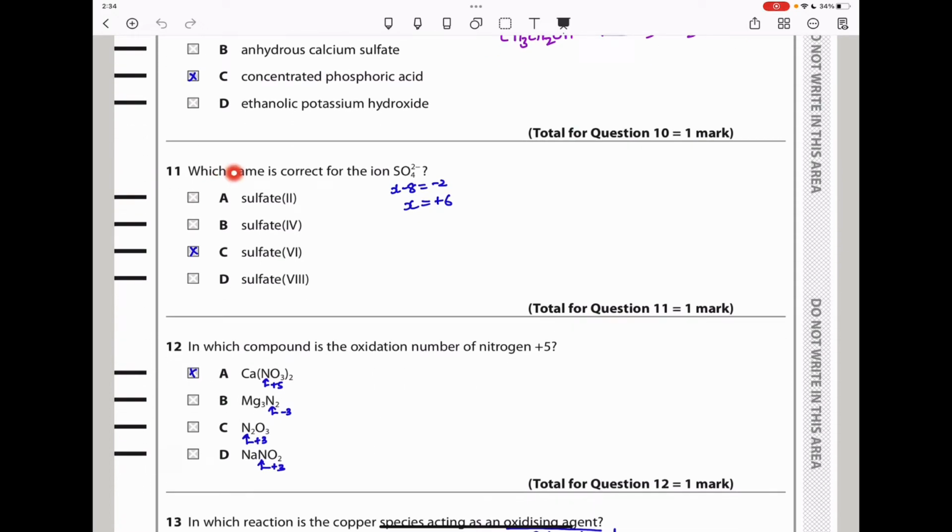The next question says, which name is correct for the ion in this one, in sulfate? So we are looking for the ion in sulfate. Now we know this is sulfate, but we need to find the oxidation state of sulfur. Assume the oxidation state of sulfur is X, and we know each oxygen here is -2. So -2 times 4 gives us -8. The overall is going to equal -2, which is the charge on the ion. So when I take 8 to the other side, X becomes +6. So this should be sulfate(VI), because in this ion, sulfur has an oxidation state of +6. So here C becomes the answer, sulfate(VI). Oxidation state of sulfur is +6.